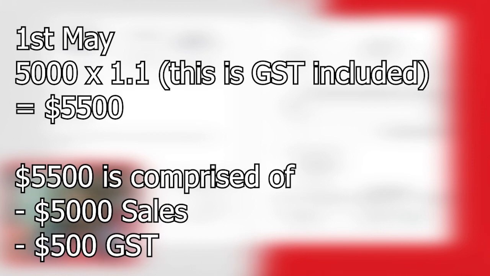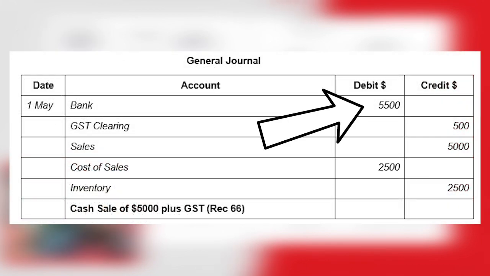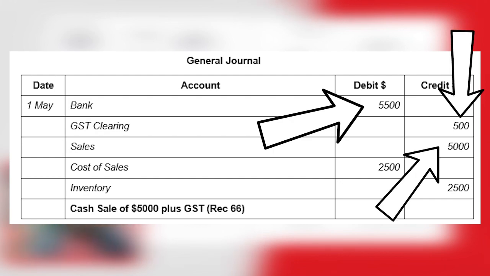So your sales will be 5,000. The amount the bank gets is 5,500, and the GST is 500. So you can see all those numbers there. They all line up. It adds up, and you can see the bank debit 5,500, GST clearing credit 500, sales credit 5,000. But we now need to account for inventory or cost of sales.